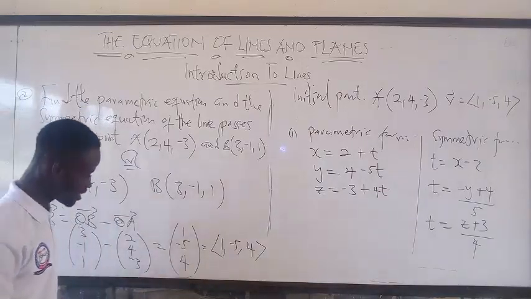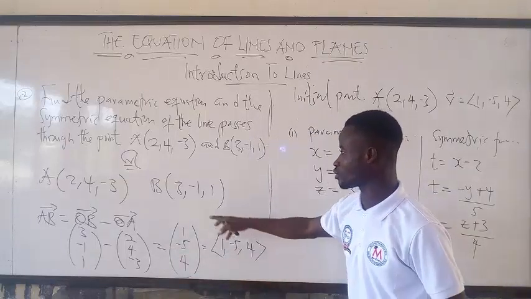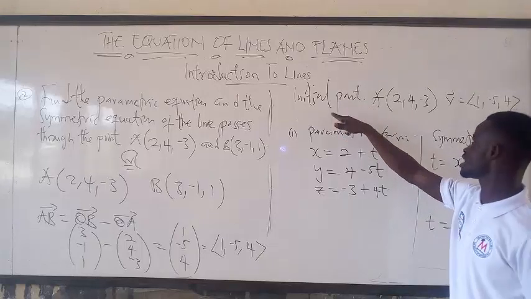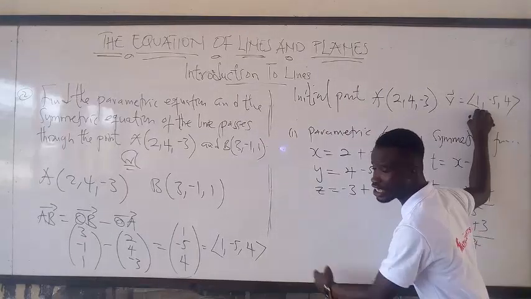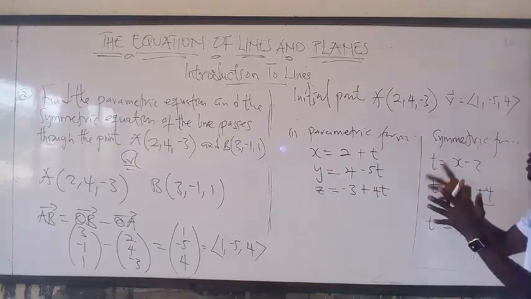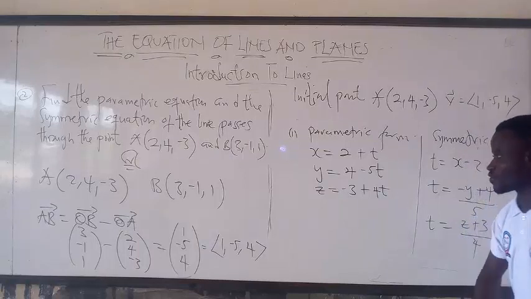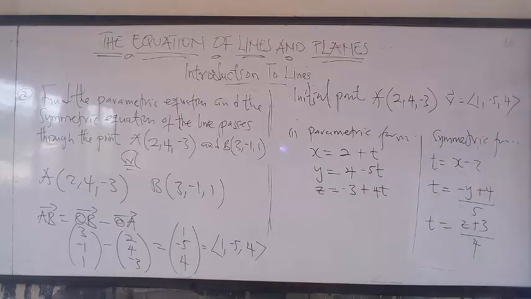So that's how you are going to go about it. With the help of the two points, you get your vector. Then you choose the initial point. So using the initial point, which is the first point, which is the A, and your new vector you are having now, you come back to the first idea from the first example, which is the parametric form and the symmetric form.